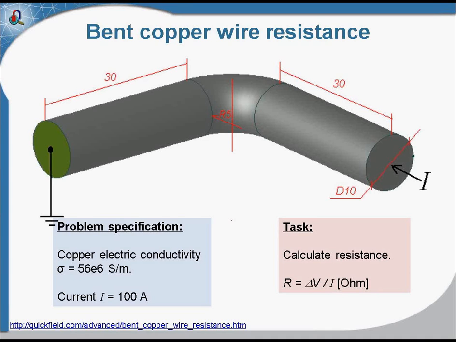The task here is to calculate the resistance. In fact, the current distribution is not uniform, so this bending causes the increase in the electric resistance value. The wire is made of copper, the electric conductivity of copper is specified, and the current flowing is 100 ampere.